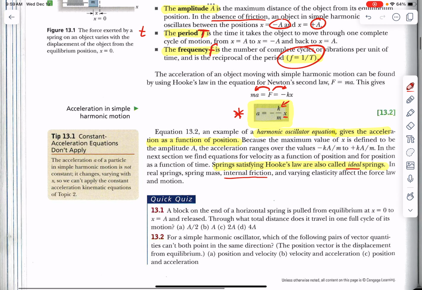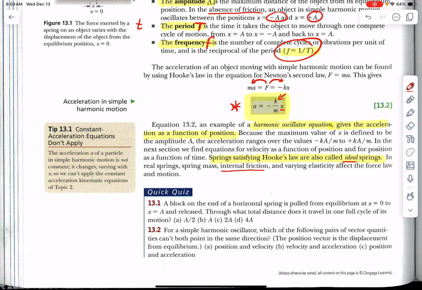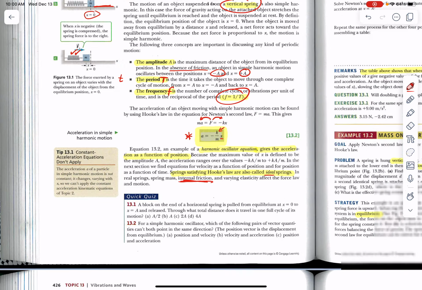Now, of course, we're talking about an ideal spring. An ideal spring is not going to have any internal friction that's going to cause that amplitude to diminish, but in the real world, of course, there's going to be some heat loss into that spring.